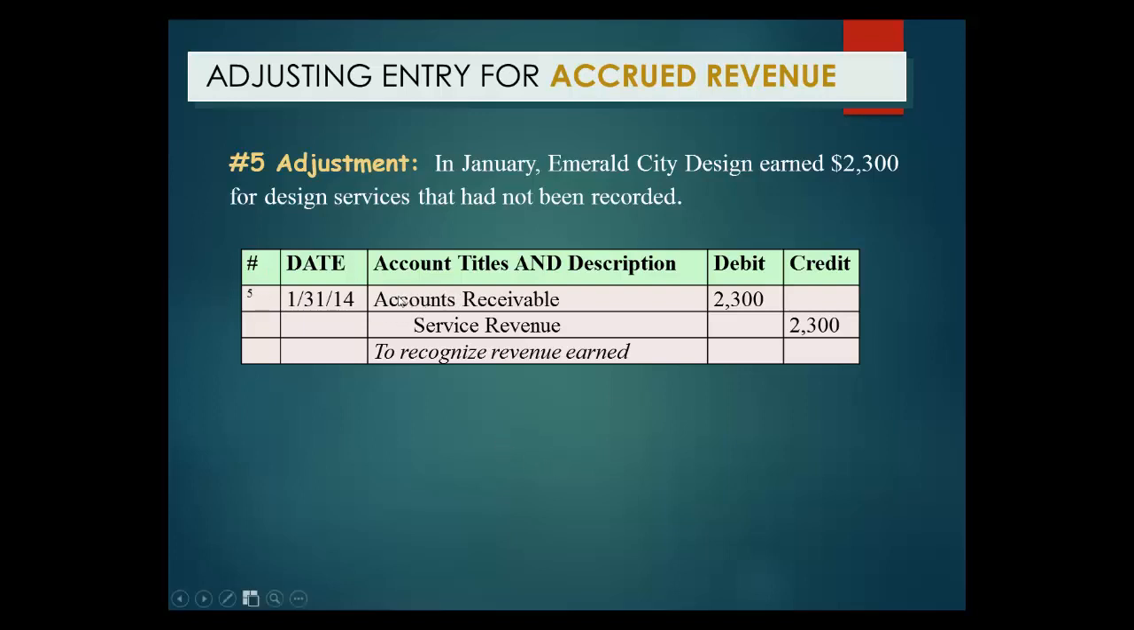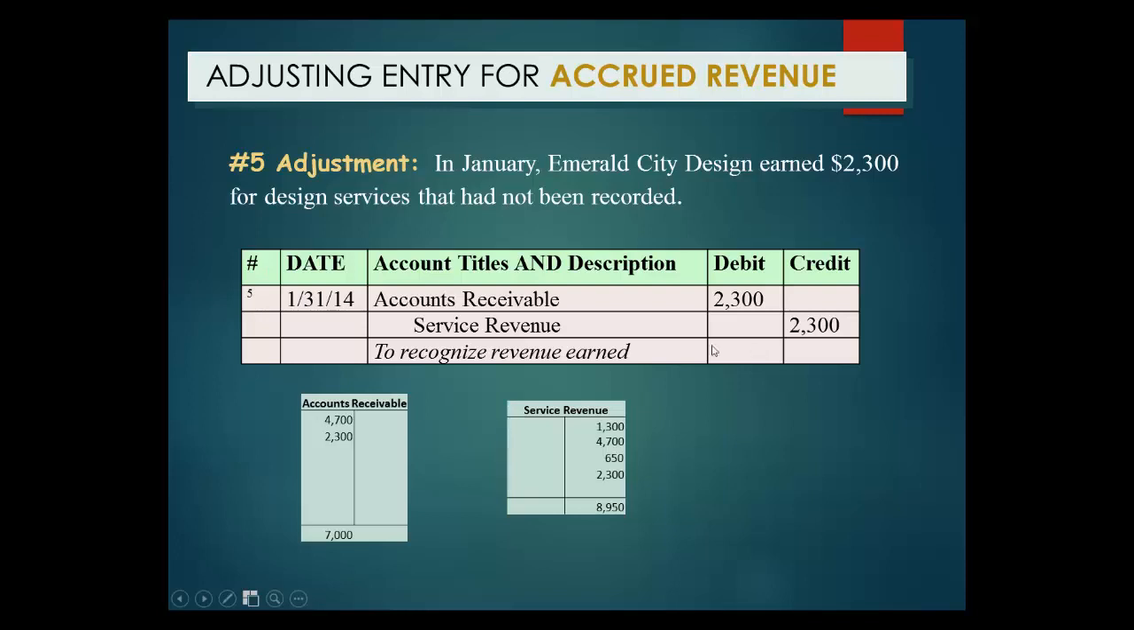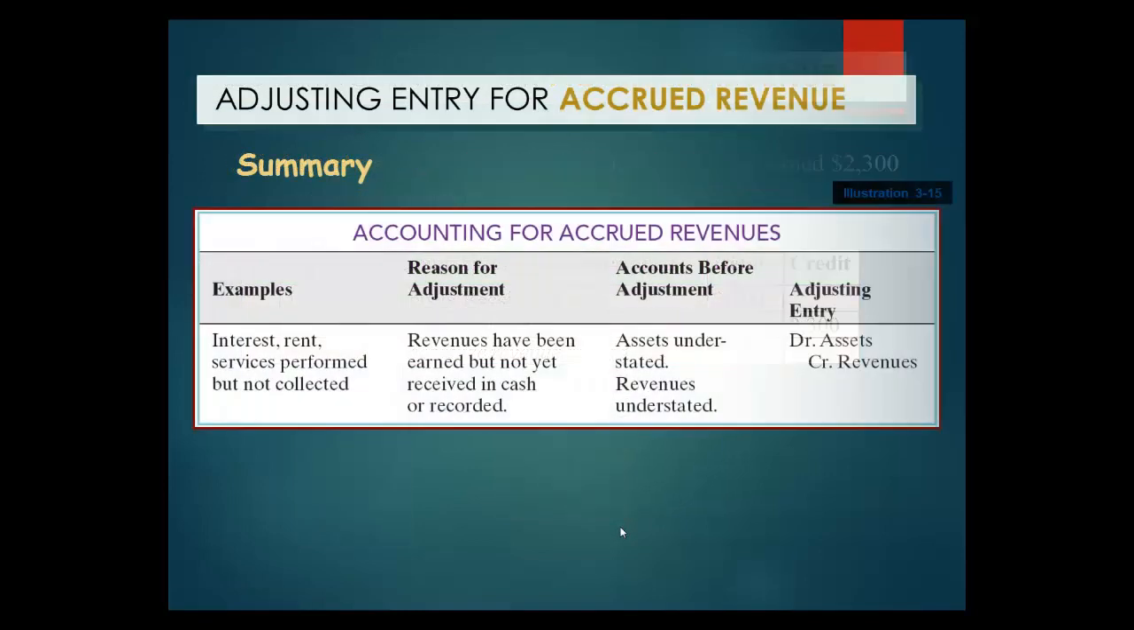So we're going to increase accounts receivable, it's an asset, and increase service revenue, it's a revenue account with a credit. What have we done here? We've properly stated accounts receivable as $7,000. If we didn't book this journal entry, we would have understated accounts receivable. Service revenue, we've increased it by $2,300. Again, if we didn't book this entry, we would have understated it.